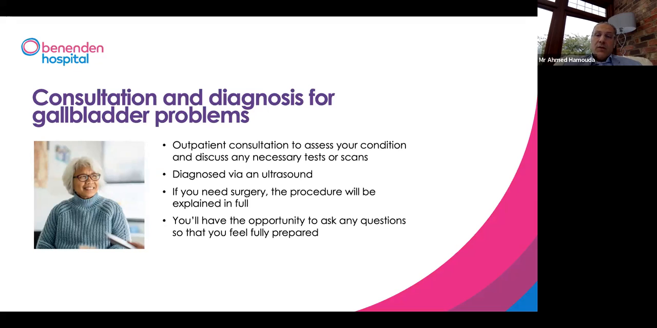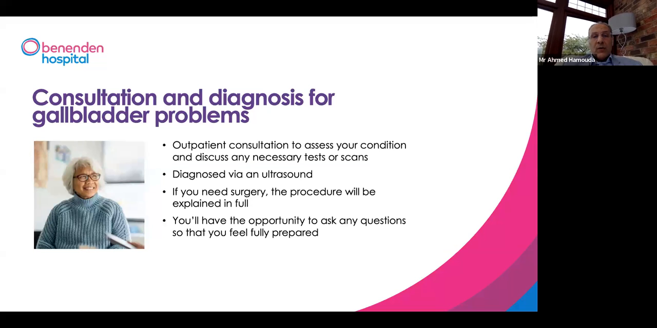Because if you were to have a stone sitting in the common bile duct before surgery, that stone needs to be cleared by doing a camera down this way to fish that stone out before you have your surgery. If it was left in there, then you're more likely to have complications such as cholangitis, pancreatitis after you've had your gallbladder operation. And that is not favorable. It's always best to clear the stone first before you have your gallbladder operation.